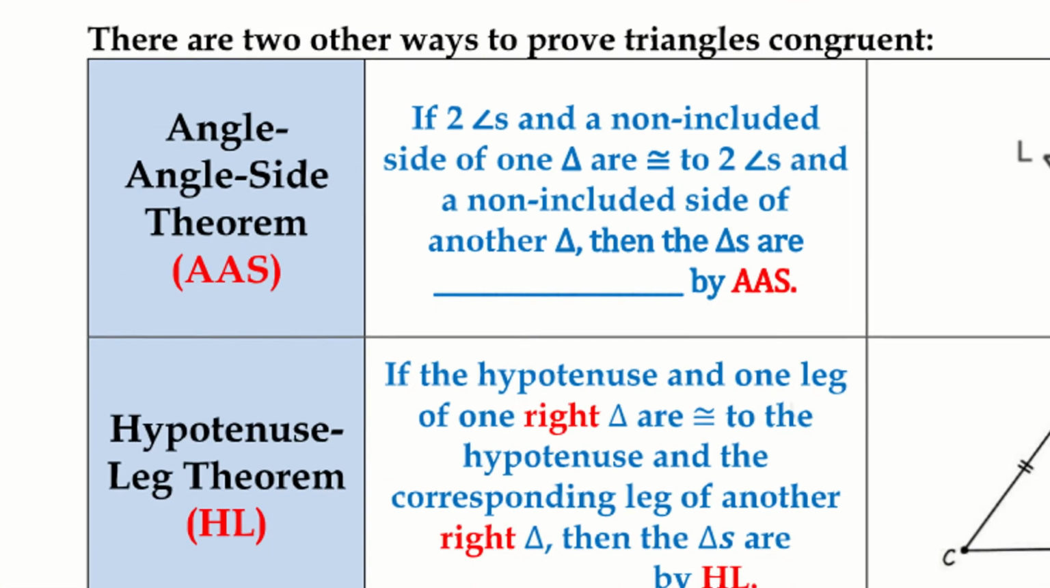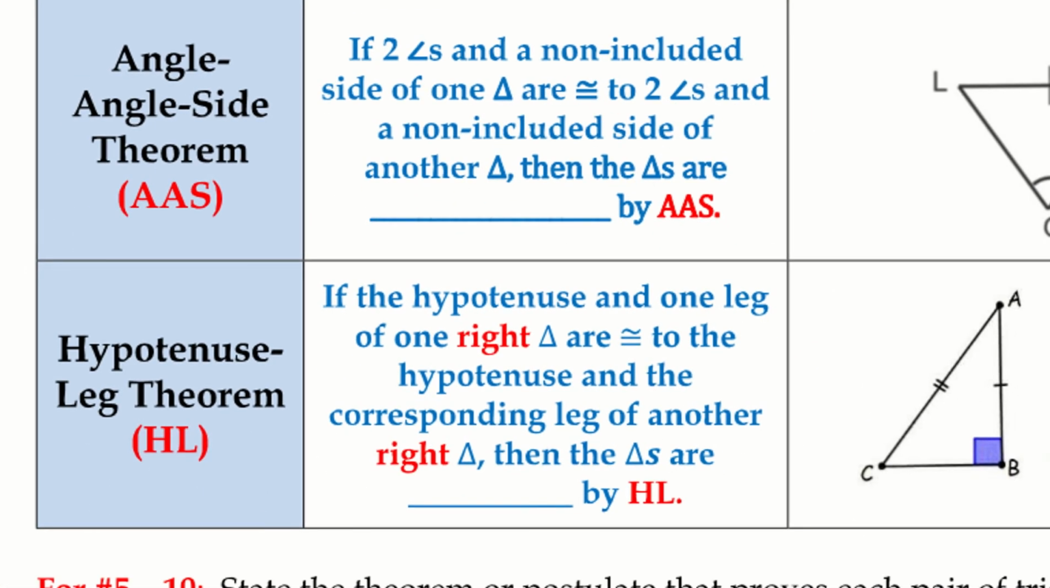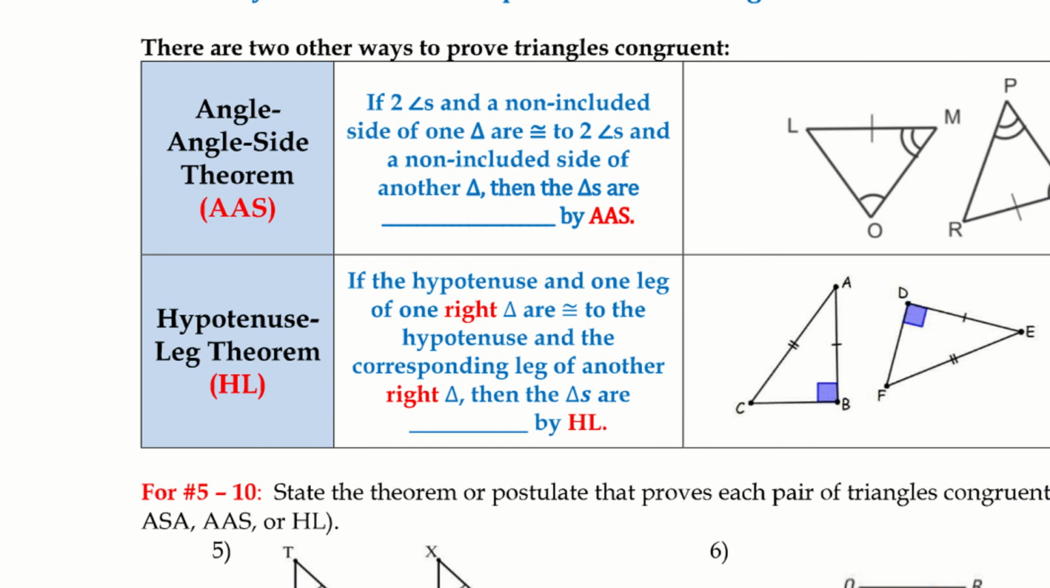Okay, so now we have angle angle side. If two angles and a non-included side, so non-included means it's not in between, so it's not this side in between the two angles, of one triangle are congruent to two angles and a non-included side of another triangle, then the triangles are congruent by angle angle side.